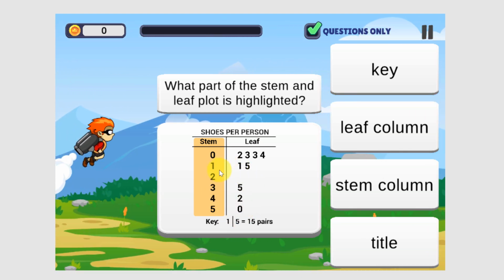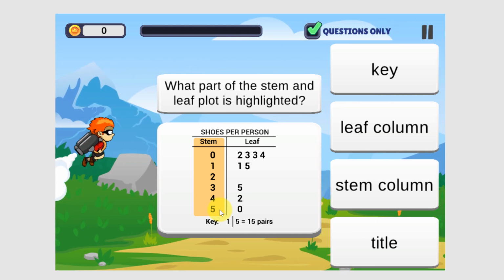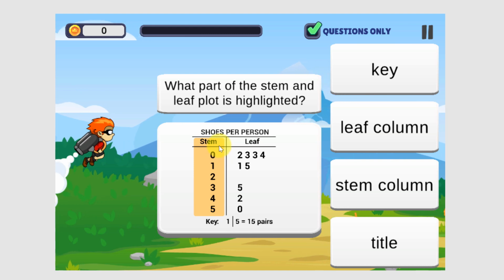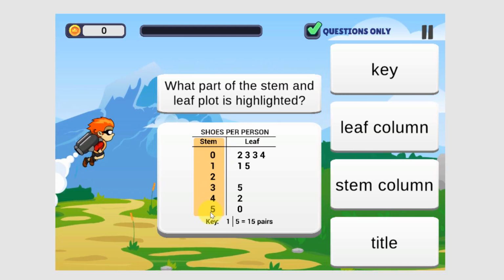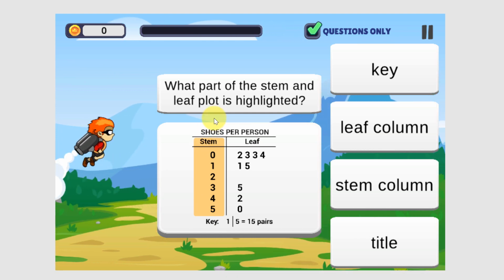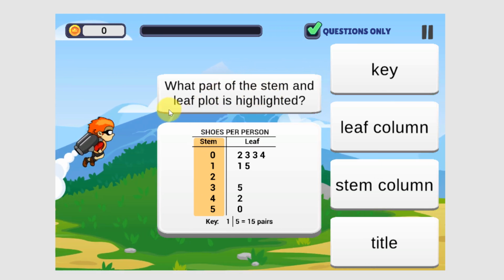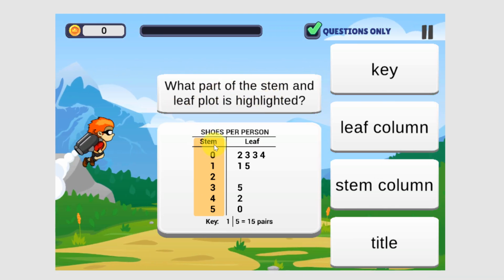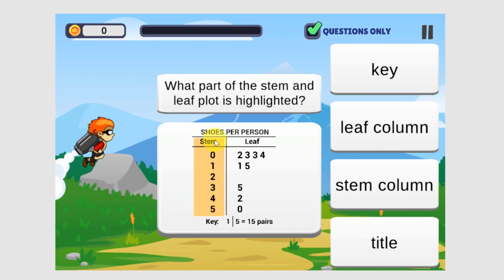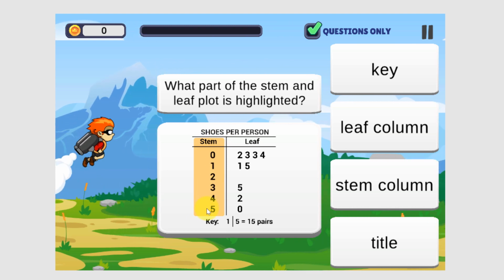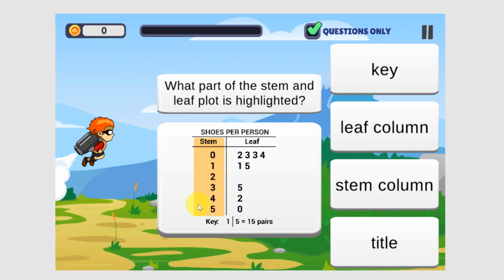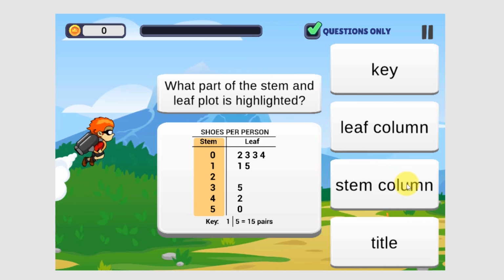So looking at all this information, the first thing we're going to do in this activity is only look at the different parts of it, so that when we talk about it, we know what we're referring to. So the question is, what part of the stem and leaf plot is highlighted? Well, the left side of the line is called the stem. And you can even see it here. It says stem. So these are the stem values. And it's in a column, so we call it the stem column.